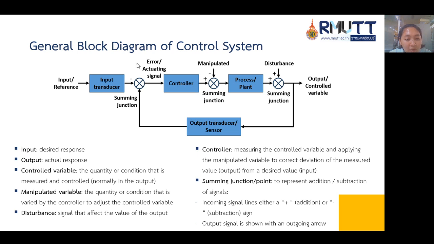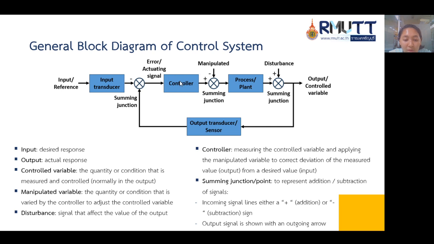And then the meaning of each part in this block diagram: the input is the desired response, the output is the actual response, the control variable is the quantity or condition that is measured and controlled, normally in the output. The manipulated variable is the quantity or condition that is varied by the controller to adjust the controlled variable. Then the disturbance is a signal that affects the value of the output.